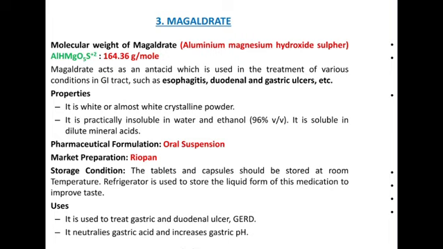Pharmaceutical formulations: oral suspensions. Marketed preparation: Riopan. Storage conditions: tablets and capsules should be stored at room temperature. A refrigerator is used to store the liquid form of this medication to improve taste. It is used to treat gastric and duodenal ulcer. It neutralizes gastric acid and increases gastric pH.